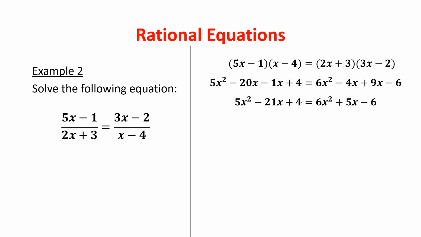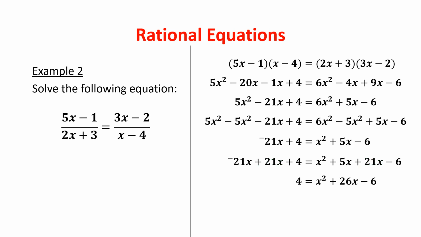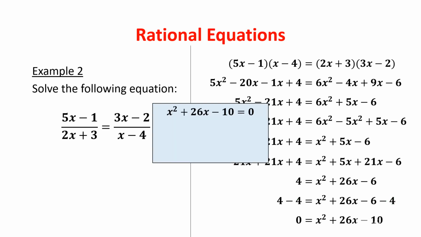Now I've got to get everything over to one side and get it equal to 0. Again, it doesn't matter, but I'm going to get rid of the 5x² on both sides, then add 21x to both sides to get rid of the minus 21x. Finally, I'm going to take off the 4 to leave 0 on the left. Again, I prefer to write it as x² + 26x - 10 = 0. I like the quadratic on the left and 0 on the right.